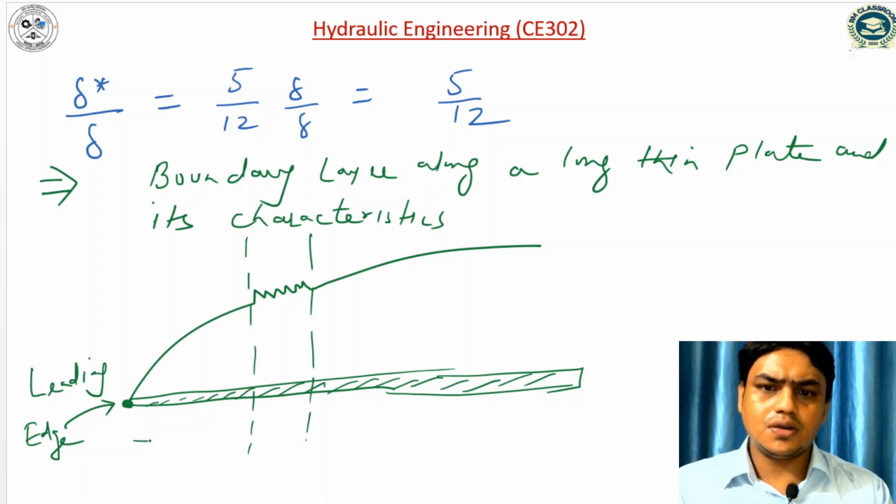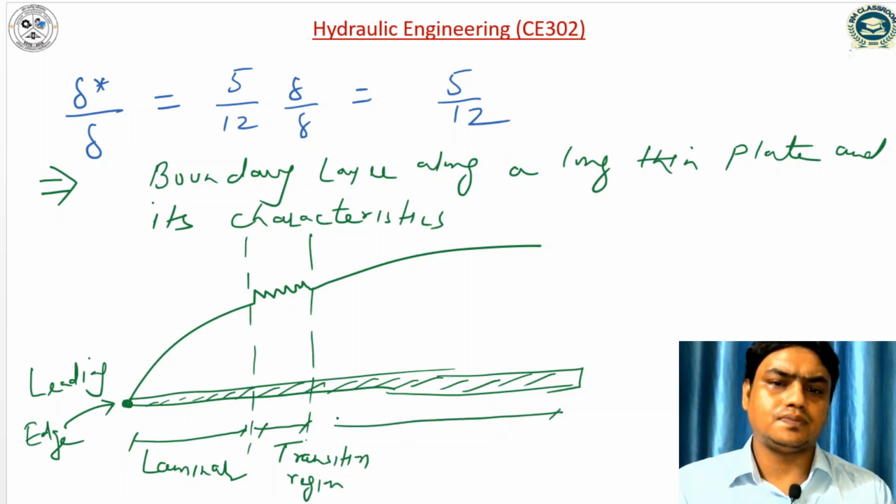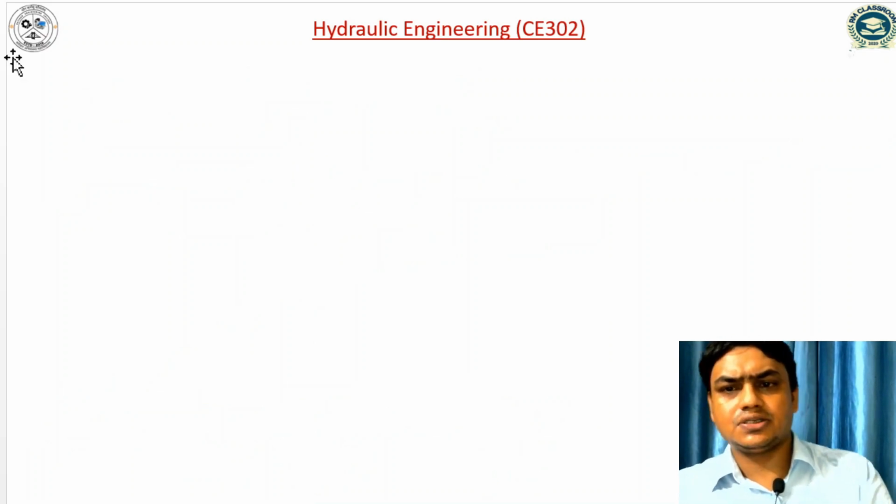This region is called the laminar region. This region is called transition. And this region is called the turbulent region. So what is the laminar region? What is the transition region? What is the turbulent region? I will discuss one by one.